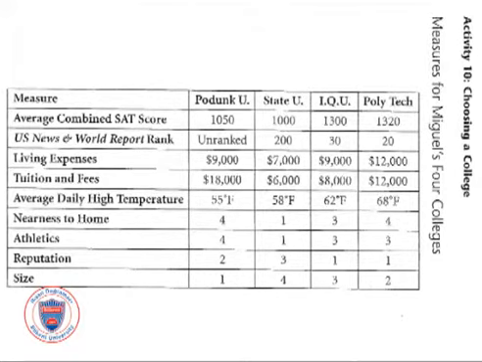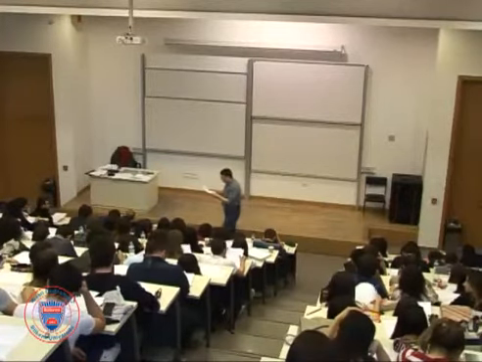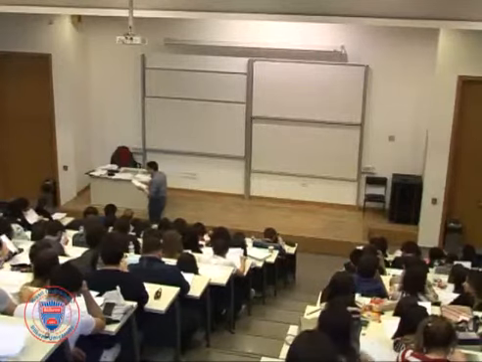State University is a party school. You can see that it's 3. On the other hand, the IQU and Polytechnic are more serious universities. They are boring, serious universities. Nearness to home. We're talking about Miguel's home, of course. So we obtain this information and we place those values there. And then we go to page 141.